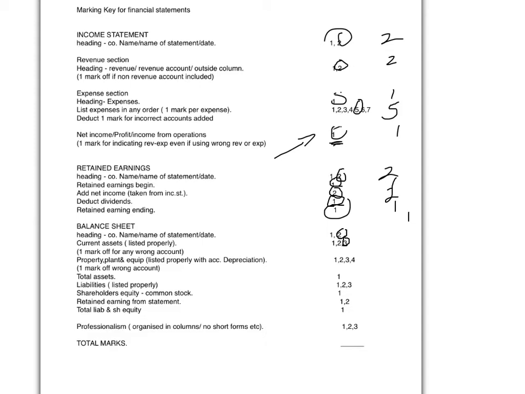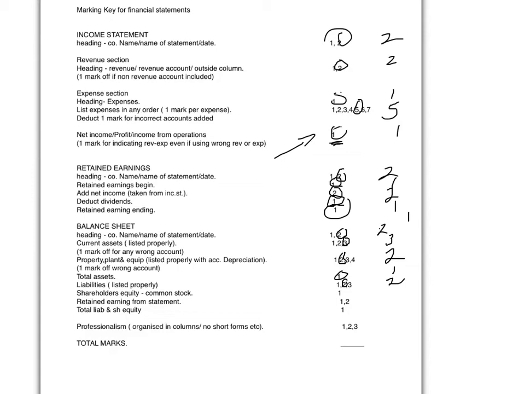Then the next section, property, plant, and equipment, or fixed assets, or what have you. If they list them properly with the accumulated depreciation, and if there's 1, then I give them 2 marks. If there's 2, I give them 4 marks. But in this case, there's only one, so we give them 2 marks. Then they show the total assets. They knew to add them up. That's okay. So we got 3 here and 2 here. Then we move to the liabilities, and they list them, and in this case, 2 marks.